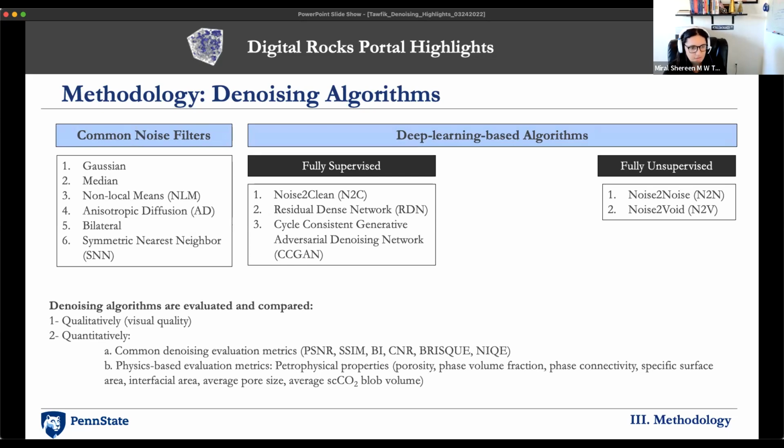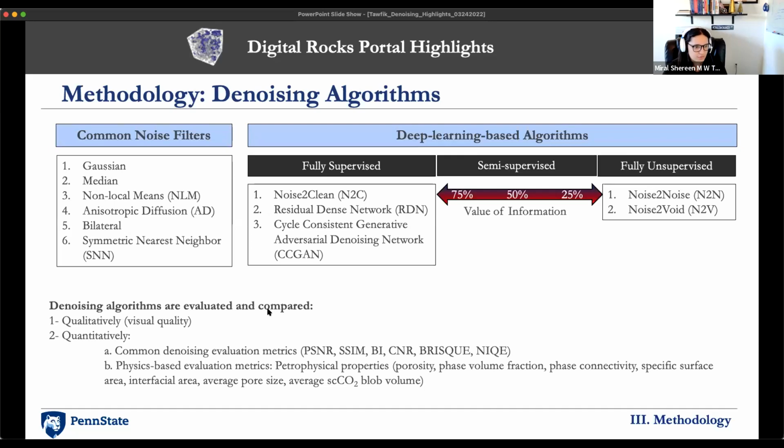And on the other extreme, we also assume a case where we only have the noisy version of the data and no high quality reference. So we have 2 fully unsupervised algorithms, noise to noise and noise to void. And to investigate the value of information, we also proposed a hybrid or semi-supervised method, which is somewhere between the noise to clean and noise to noise, as it uses a limited number of the high quality or reference images to denoise a larger low exposure data set. So here we tried using 75%, 50%, and 25% of the high quality data set as a reference.